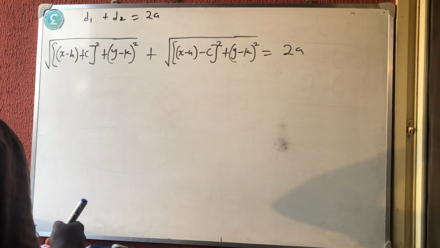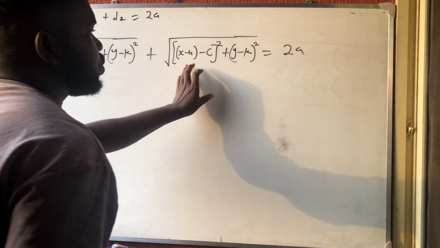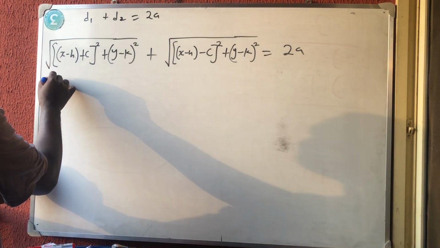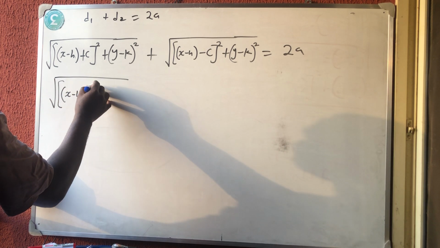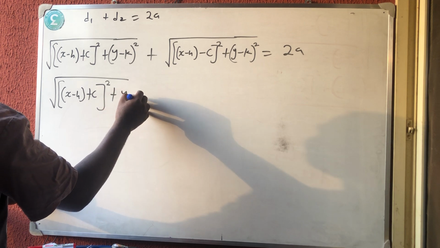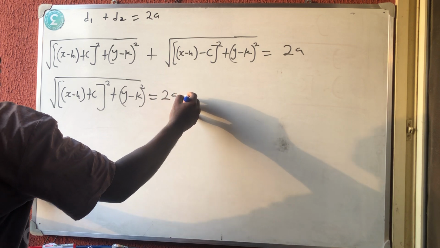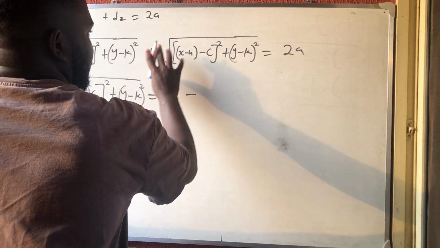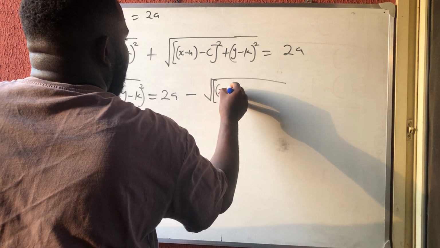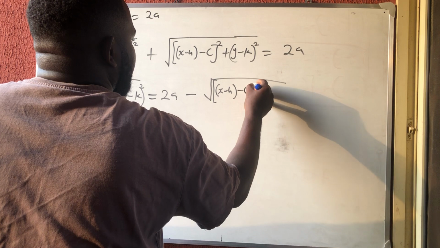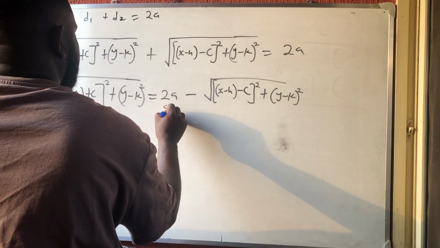But like I taught you in a sword, that two swords cannot be in one place, you square both sides. So I need to carry one of them to the other side. So I'm having the square root of x minus h plus c all squared plus y minus k all squared is equal to 2a minus, because it's plus, if it comes to this side it becomes minus the square root of x minus h minus c all squared plus y minus k all squared. So now let's square both sides.